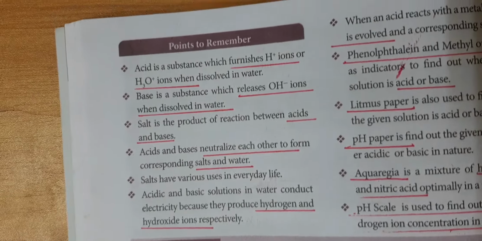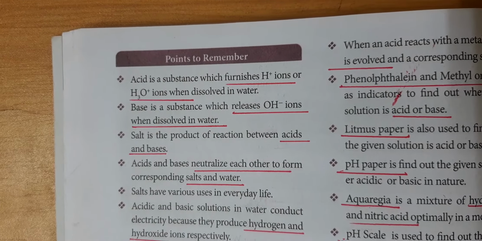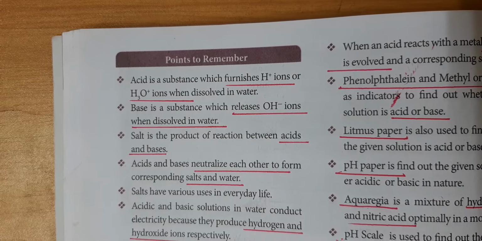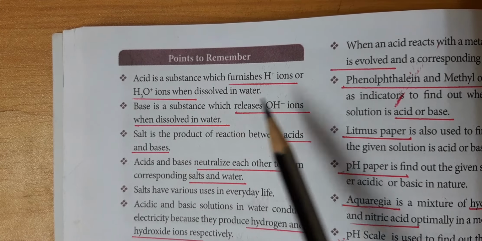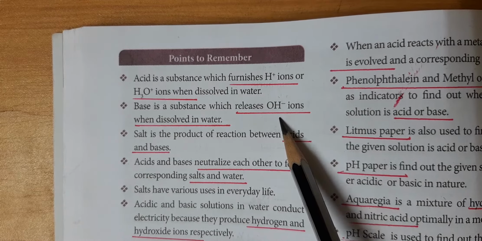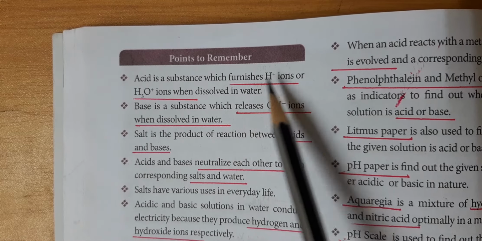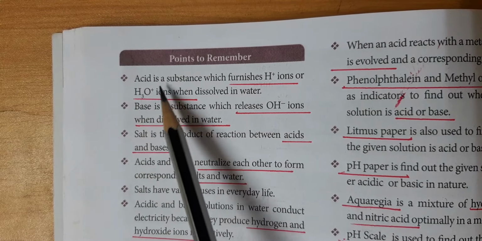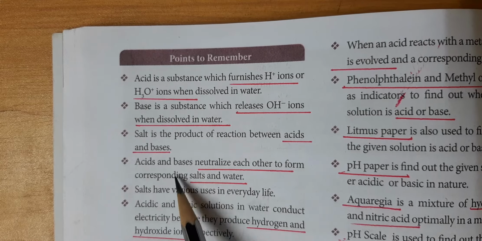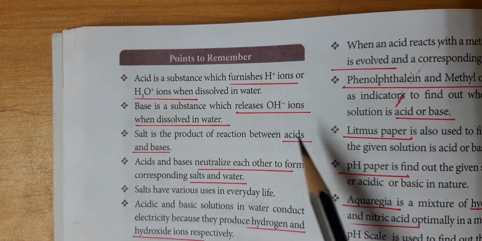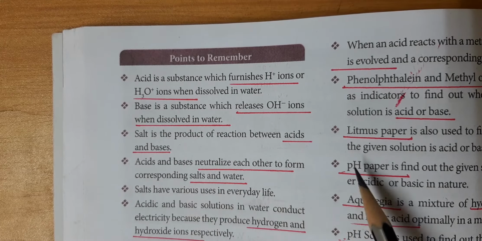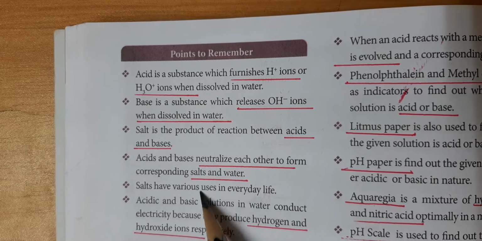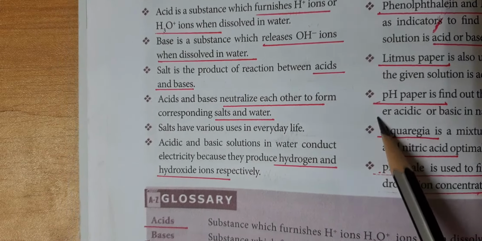Next are the important points in this lesson. Acid is a substance which furnishes H+ ion in solution. Base is a substance which gives hydroxyl ion in solution. Acid in solution always occurs as H3O+ ion, or hydronium ion. Salt is formed by the neutralization reaction of the acid and base. The acid and base neutralize each other, forming salt and water.